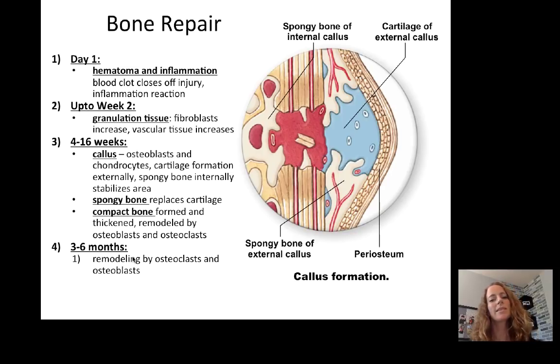Bone repair is the process that happens after a bone is broken or injured. You'll first have a hematoma, where you'll have a blood clot closing off the injury and an inflammation reaction. Up to the second week after the bone injury, you will then have granulation tissue where the fibroblasts increase and the vascular tissue increases. About 4 to 16 weeks after the injury, you will then have callus, spongy bone replacing cartilage, and compact bone then formed and thickened. This is similar to the process of ossification, where it requires osteoblasts and osteoclasts. About 3 to 6 months later, you'll have remodeling and reshaping of the final structure of the bone by osteoclasts and osteoblasts.